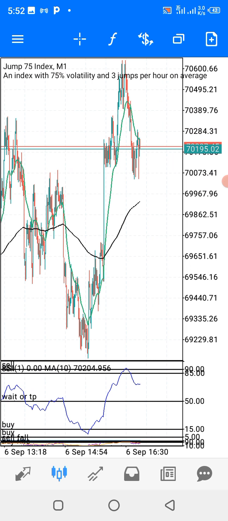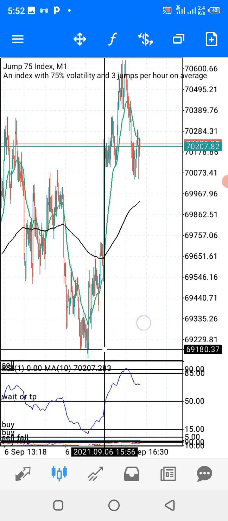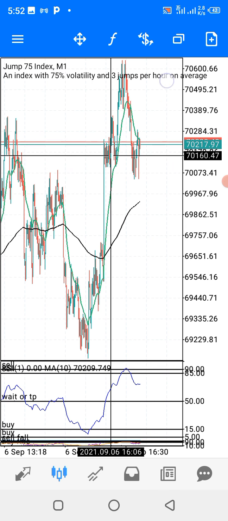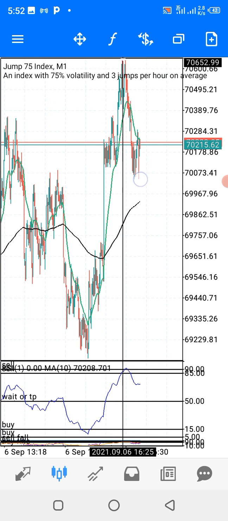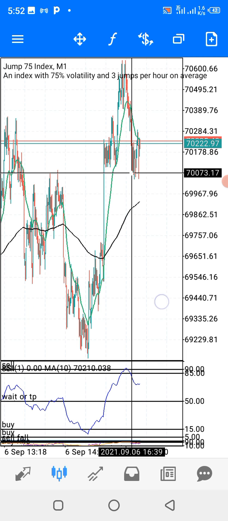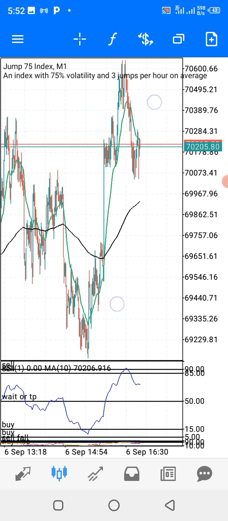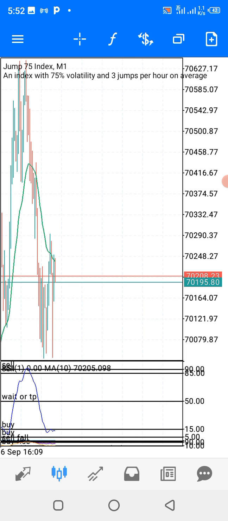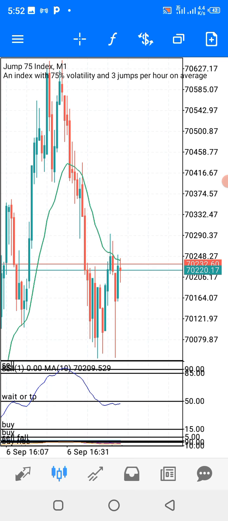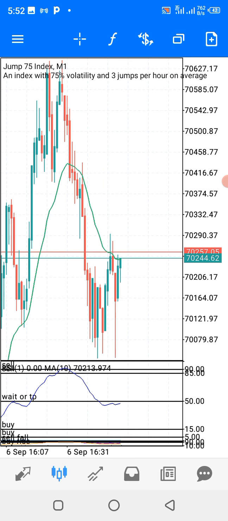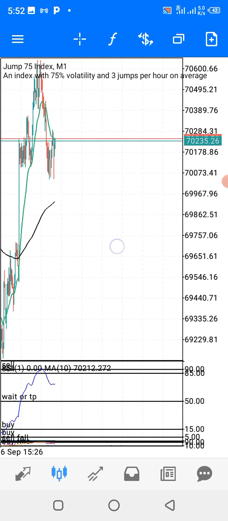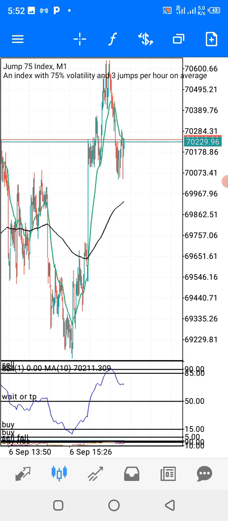This market started buying at this level. It reached this level, and instead of buying again, it keeps selling. And right now, they are exchanging ideas. They are just making some decision whether to push this market down or to push this market up. So it's consolidating right now.